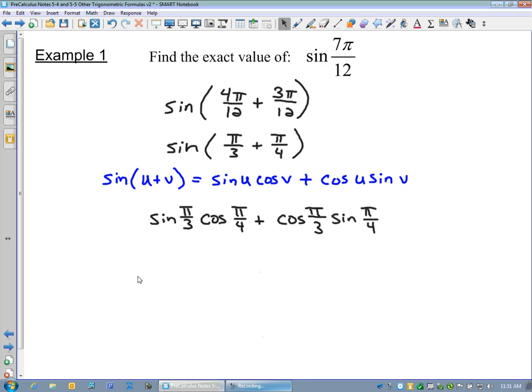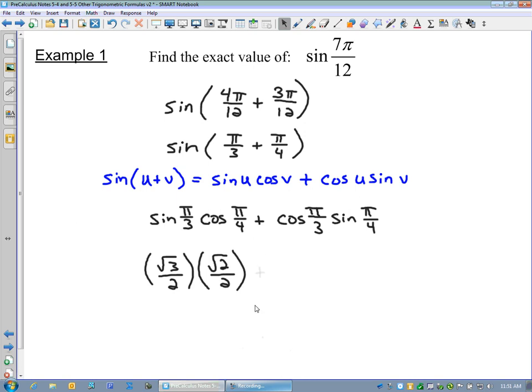Now, by now, you should hopefully know these values. You should know all of your quadrant 1 values by now. If not, start studying them a little more. Because if you don't know them, that's okay. You can go do a little side work. You can draw a triangle. You can figure out what the value is. But you should know by now that the sine of pi over 3 is root 3 over 2. The cosine of pi over 4 is root 2 over 2.